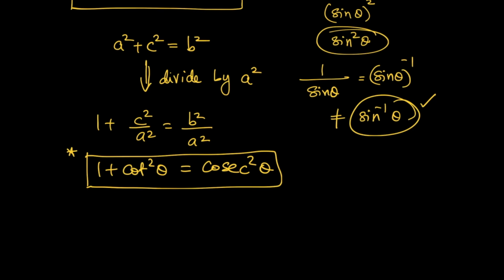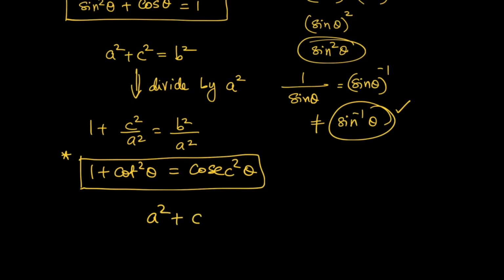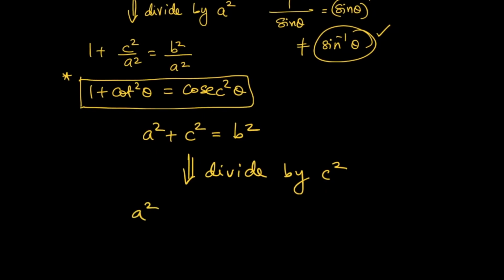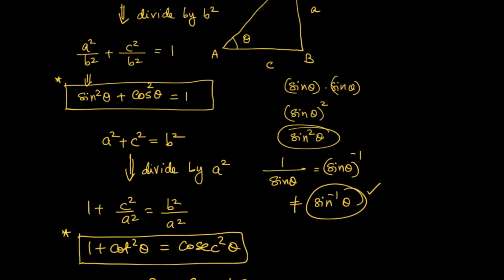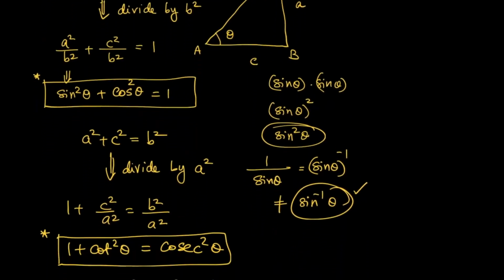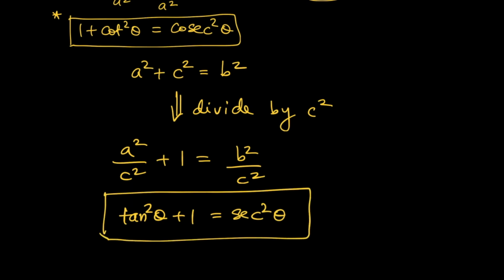And again, instead of dividing by a square or b square, let's divide by c square too. Let's begin with the Pythagoras theorem. Now we divide the entire expression by c square, and what happens? We have a square by c square plus 1 is equal to b square by c square. And a square by c square, what is a by c ratio? It is tan squared. So tan squared theta plus 1 is equal to, what is b by c ratio? B by c ratio is the reciprocal of cos, which is sec, so we have a square here. So 1 plus tan squared theta is equal to sec squared theta.